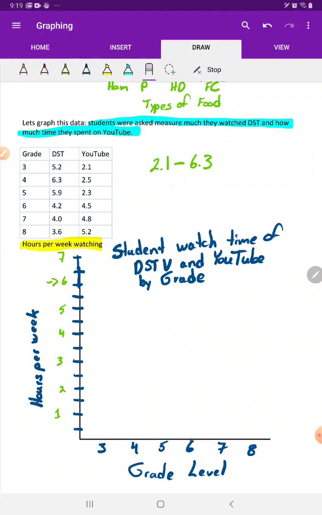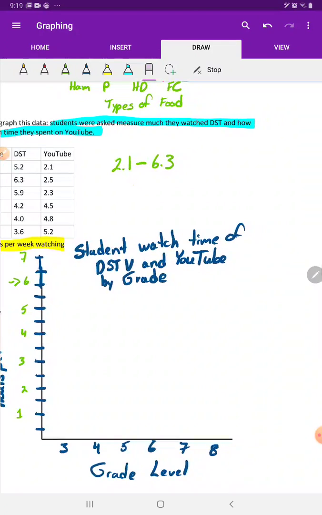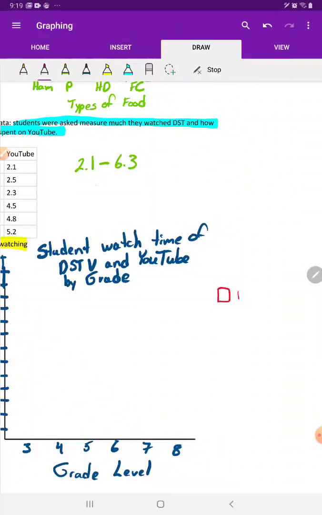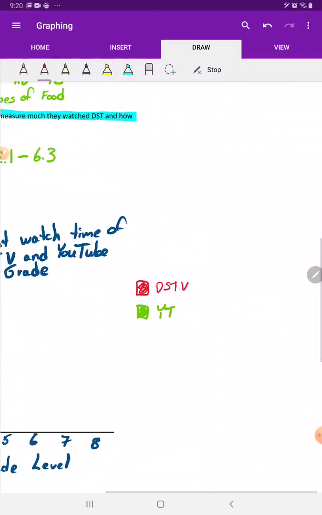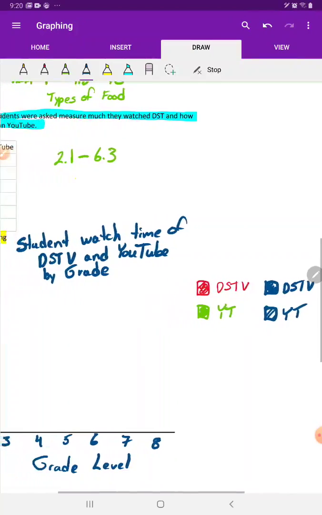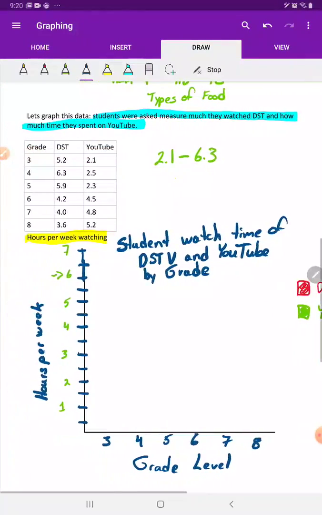Okay, so because we have two different data sets on this, we actually need to differentiate. So we're going to make red DSTV and we're going to make green YouTube. Okay? This is a really important differentiation. Now, if you don't have colors, you can do something else instead. You could make DSTV solid color and you could make YouTube stripes. See that? So you can still do it even if you don't have different colors, but I'm going to do different colors because it's nicer.